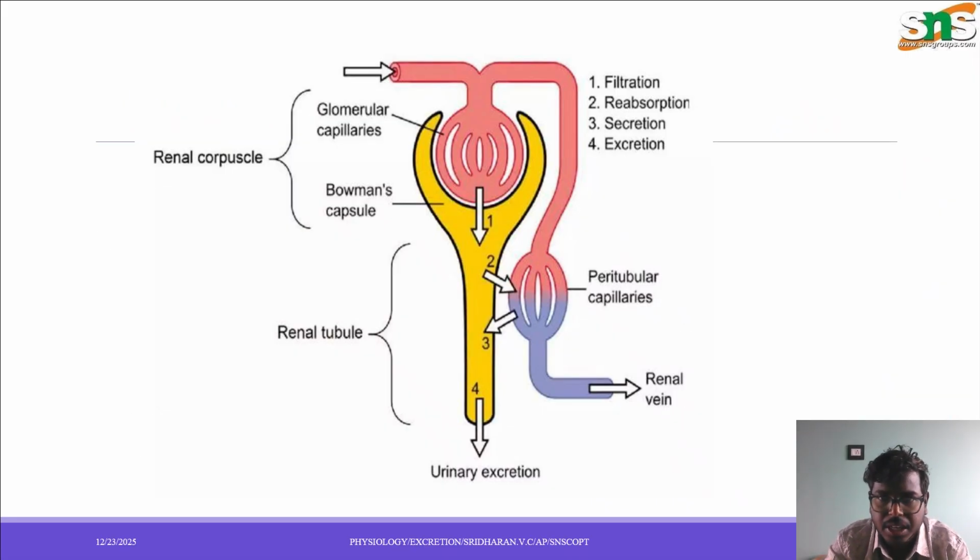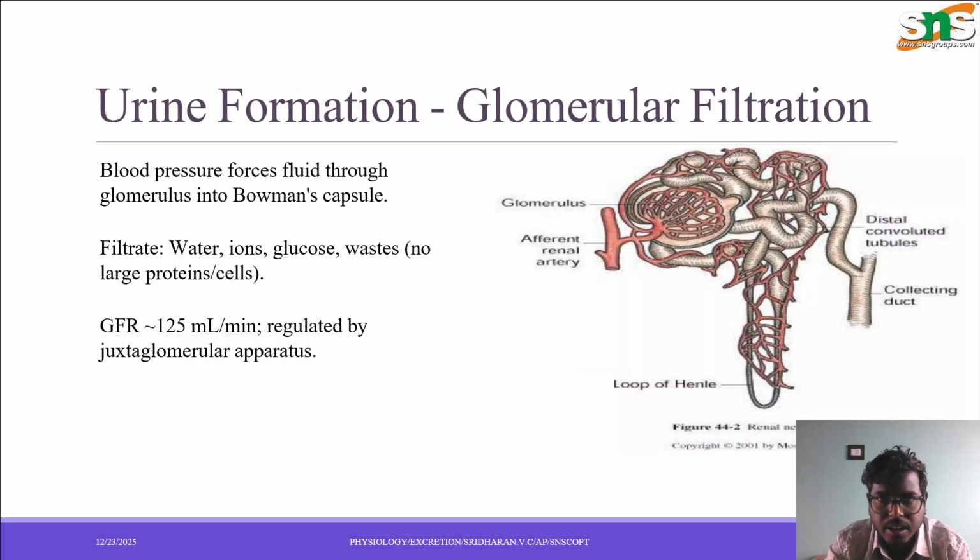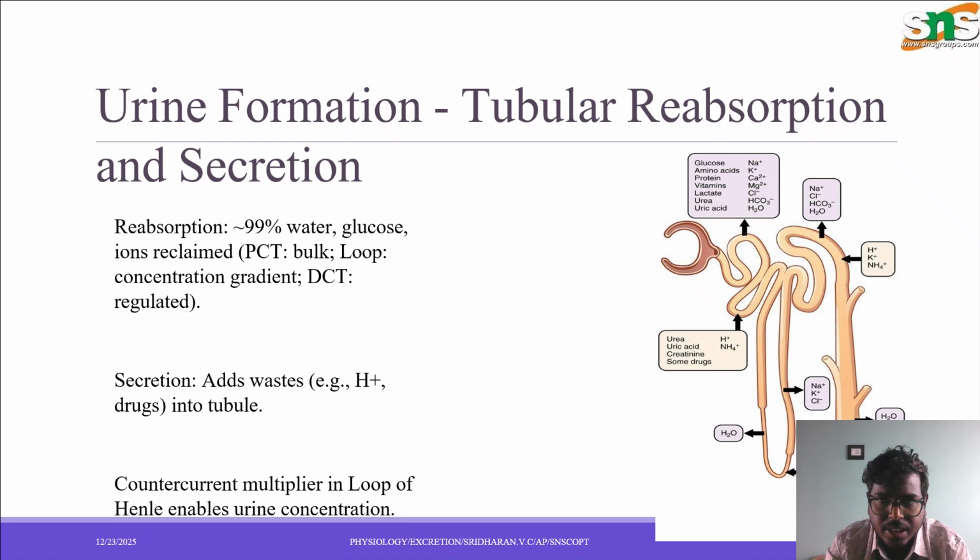These pictures show the function of the nephron collectively. In urine formation, blood pressure forces fluid through the glomerulus into the Bowman's capsule, which filters water, ions, glucose, and waste products. The GFR, the glomerular filtration rate, is 120 ml per minute, regulated by the juxtaglomerular apparatus. In tubular reabsorption, 99% of water and glucose ions are reclaimed, whereas in secretion, wastes are added into the tubules. The countercurrent multiplier in the loop of Henle enables urine concentration.